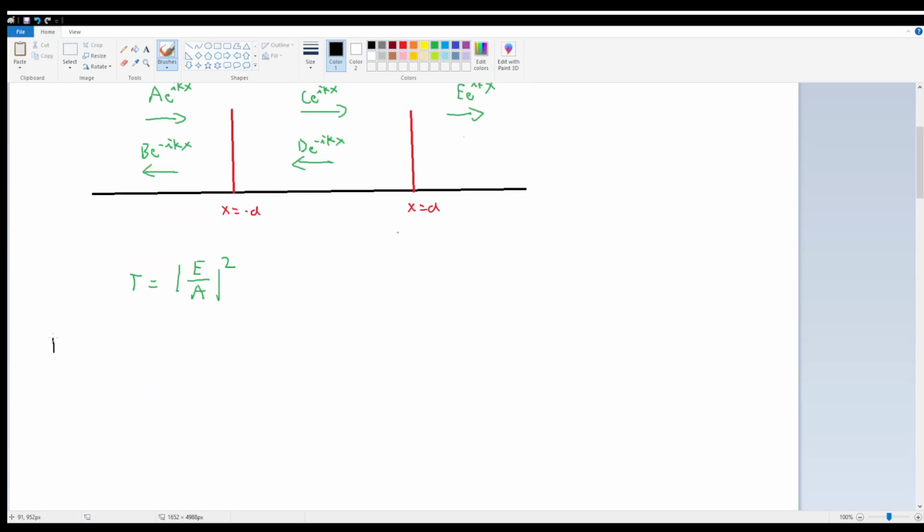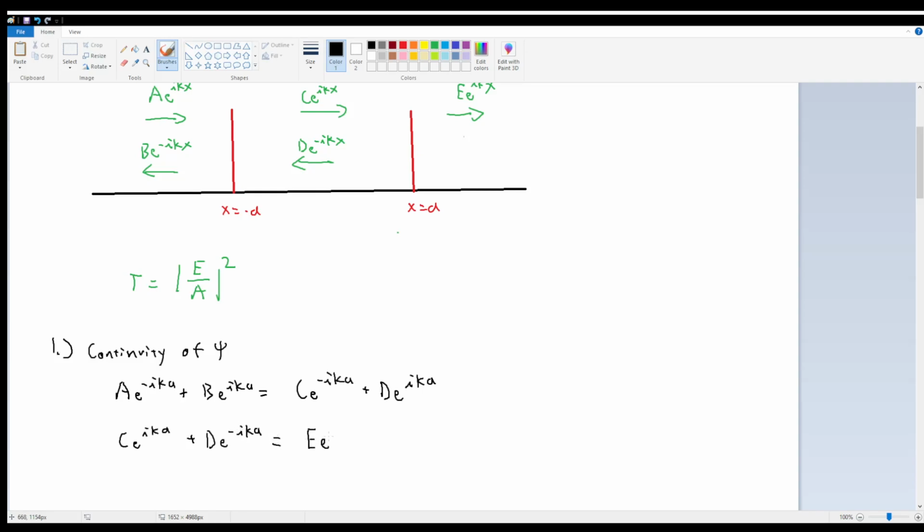So first off, obviously we have continuity. At x equals negative a, we have A e to the negative ika plus B e to the positive ika has to equal C e to the negative ika plus D e to the ika, and this is when x equals negative a. Similarly, at x equals positive a, we have C e to the ika plus D e to the negative ika being equal to big E times e to the ika. So these are our two continuity conditions.